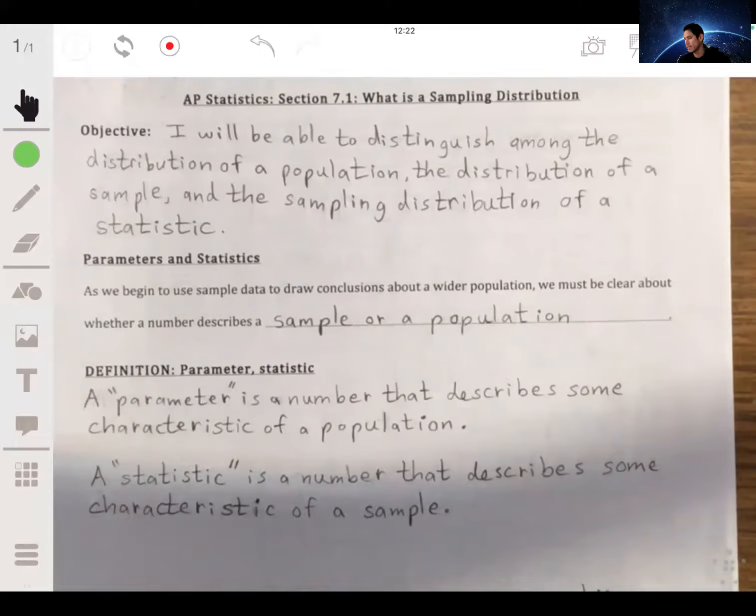All right, so in this lesson, I'm going to be going over the idea of a sampling distribution. So what is a sampling distribution? Well, a good way to start is just to think about what we do in the real world. Let's say we're trying to answer some question, like what proportion of people prefer cats over dogs.